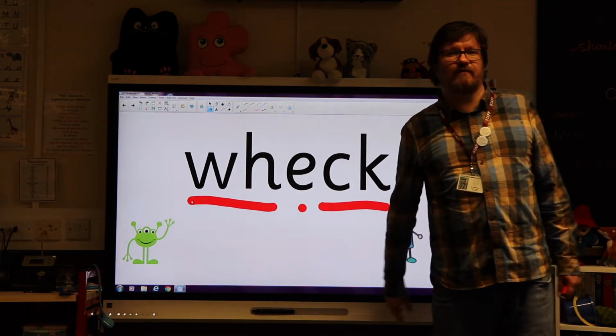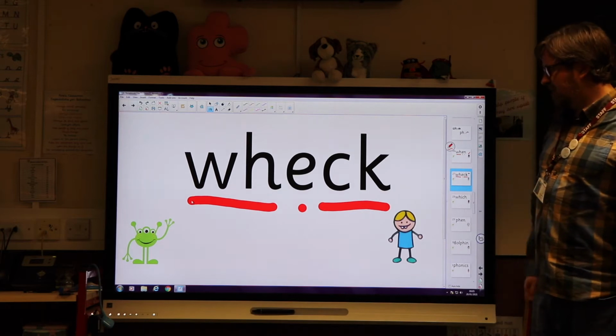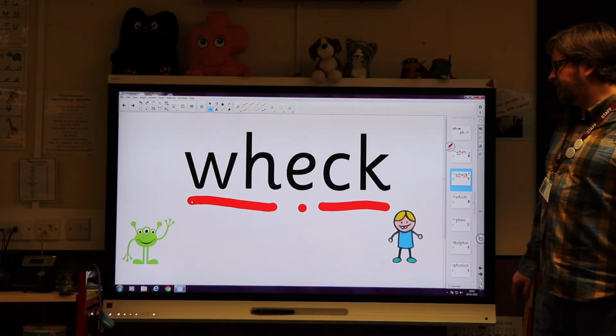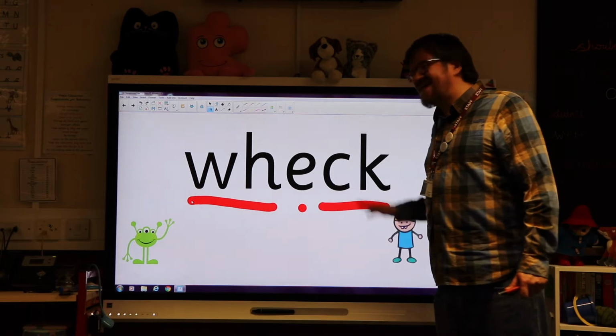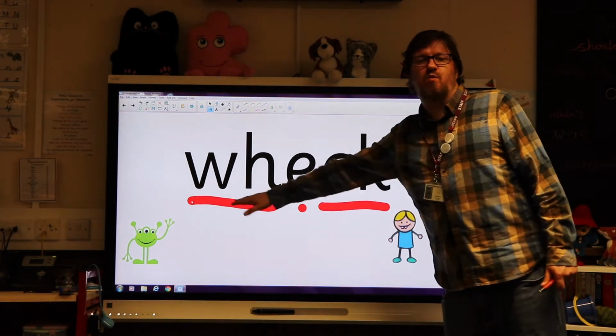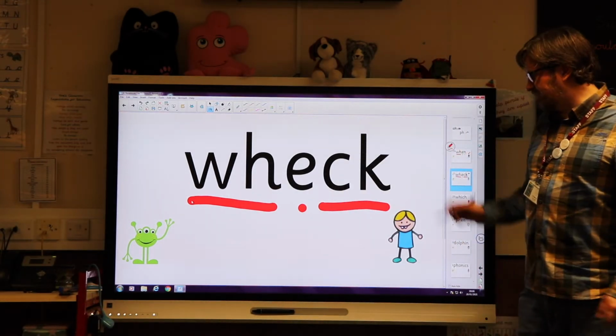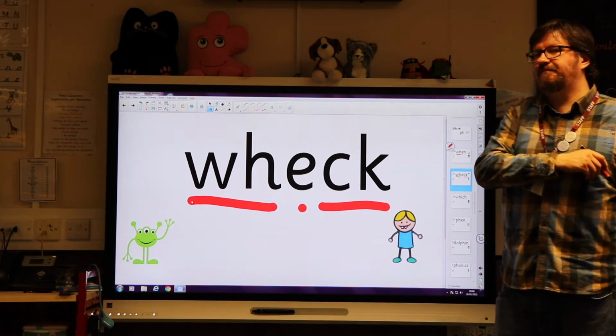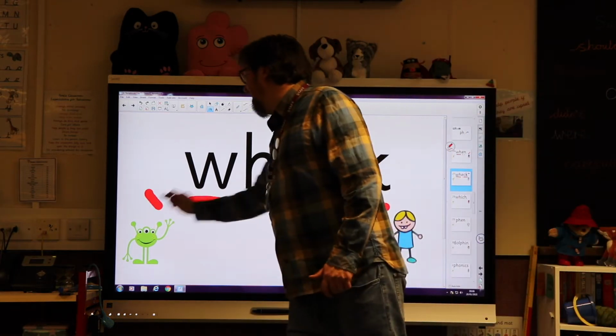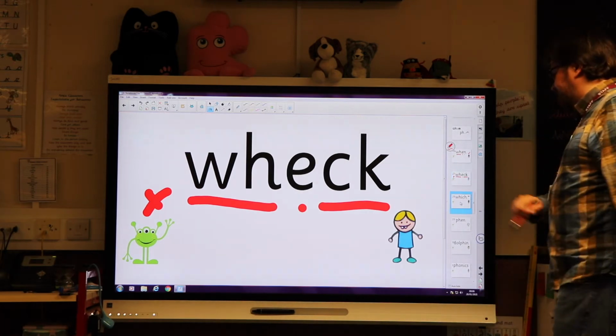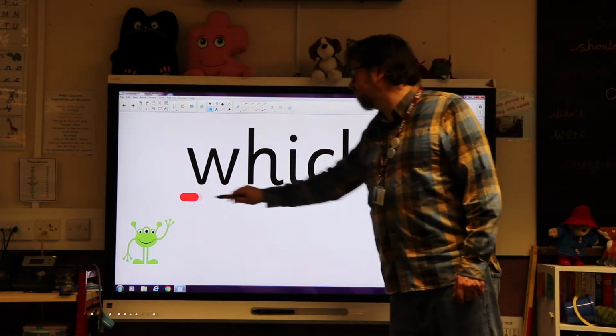Okay, this one. Three graphemes, three phonemes. Can you segment them? Can you blend them back together to make up the word? Weck. Weck. Is that a real word or an alien word? What do you reckon? It's an alien word. Weck. Never heard of it. Not a real word.